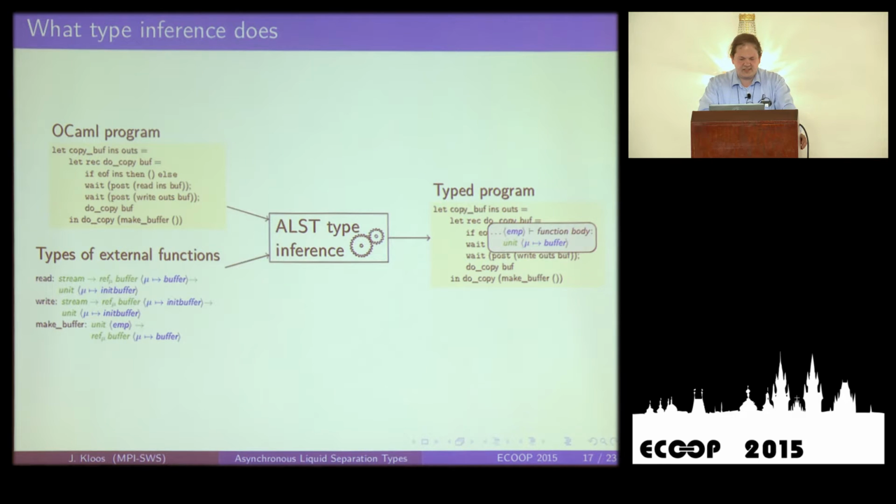So type inference in this case means that we have two inputs. We have an OCaml program using these new primitives post and wait. And we have the types of the external functions. So this is where we add annotations. We annotate all external functions. We can then run ALST type inference on it and get the typed program in the style that we've seen just now.